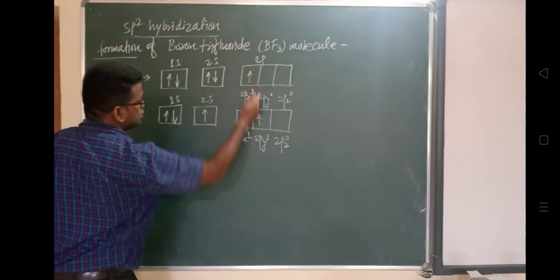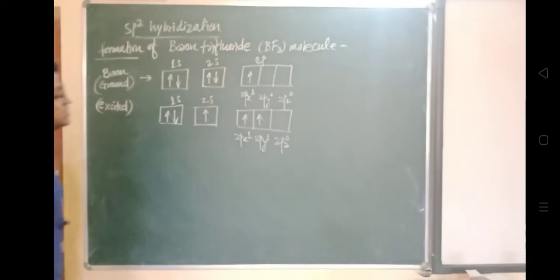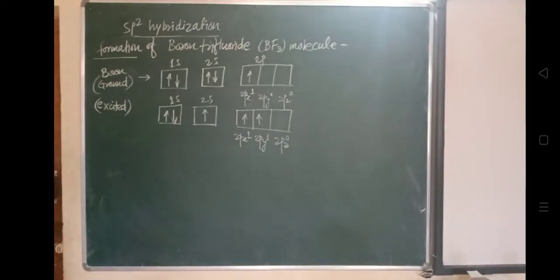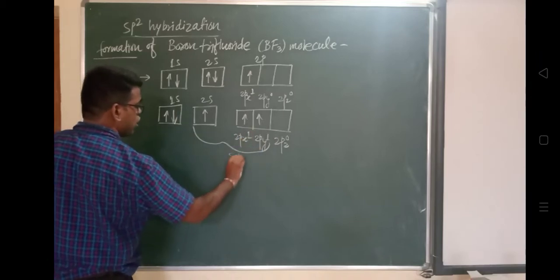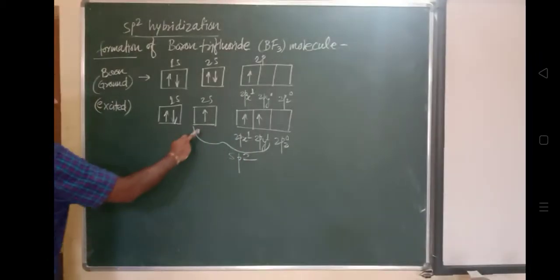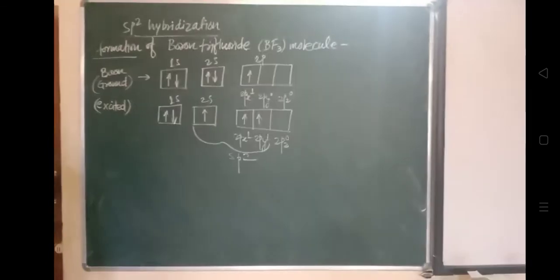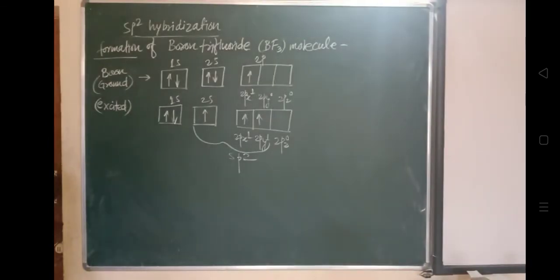So how will it form sp2 hybridization in the case of boron? Look here: 1s orbital, this is the 2s orbital, this is the 2px orbital, and this is the 2py orbital. This way it will form sp2 hybridization. So now what will happen? This is the sp2 hybridization. Total 3 hybridized orbitals are present, half filled. These will get merged with the fluorine atom. You can see the fluorine atom here.